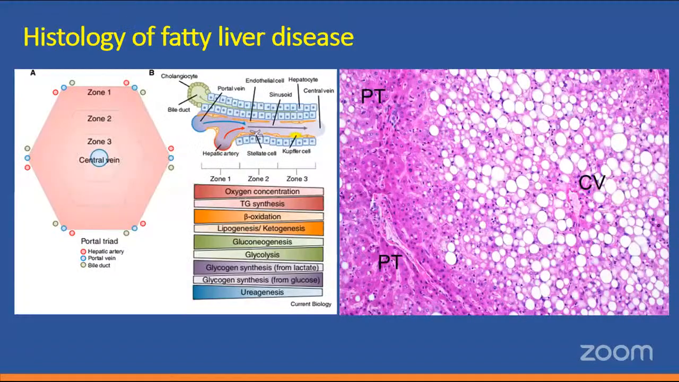Portal triad is called zone 1. This concept is important to understand. And this is the biopsy picture of NASH. In NASH, fatty liver and other changes are predominantly around zone 3. This is the important point.